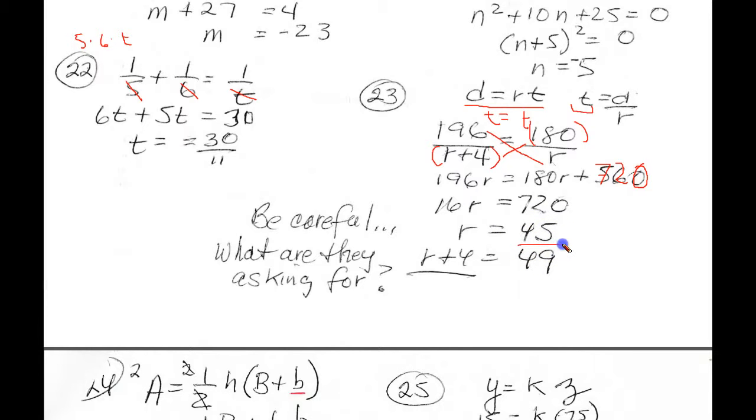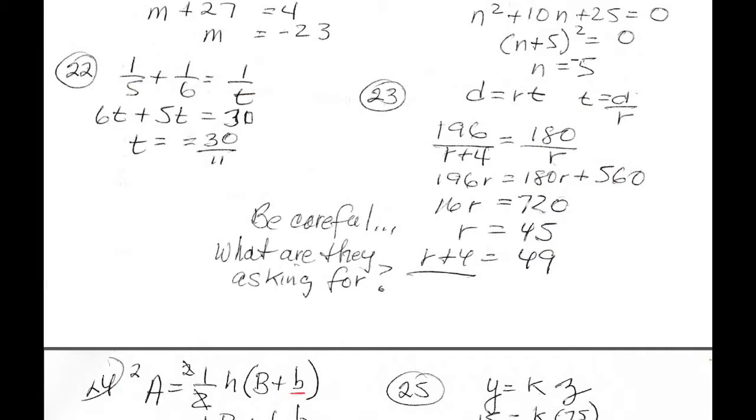Now if you put that as your answer, that's wrong. That's one of the choices. But this is the slower person. They wanted the faster person. So be careful, what were they asking for? They were asking for the faster rate. How do you find that if you solve for the slower rate? Well, you just add 4 to it, because they're saying this person's rate is 4 more than the other. So 45 plus 4, 49. There you go.